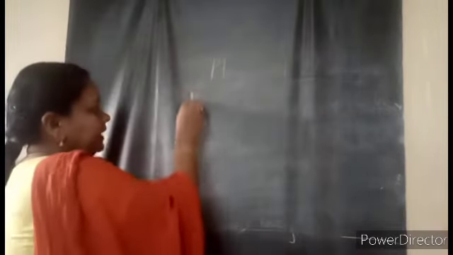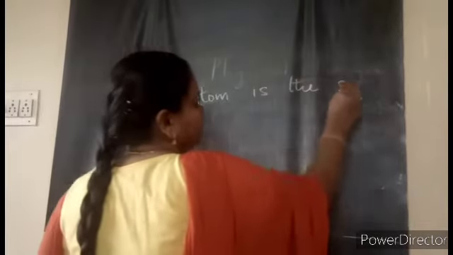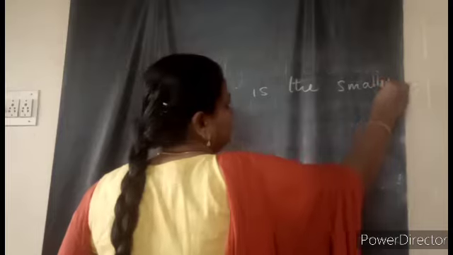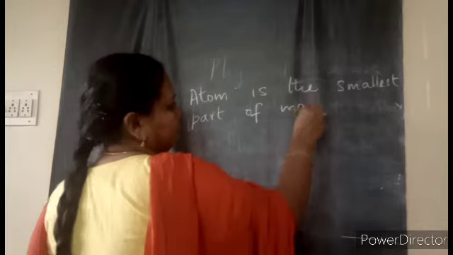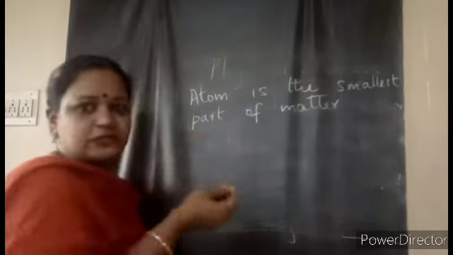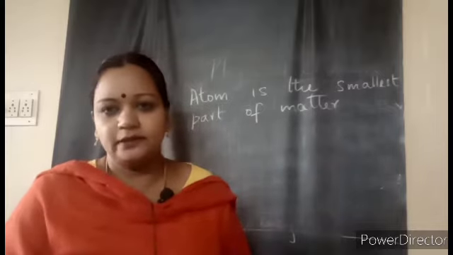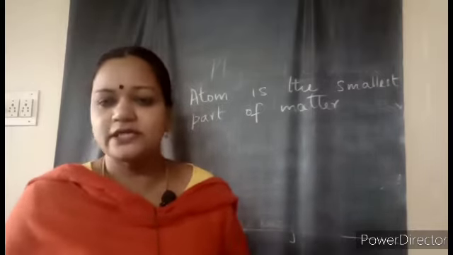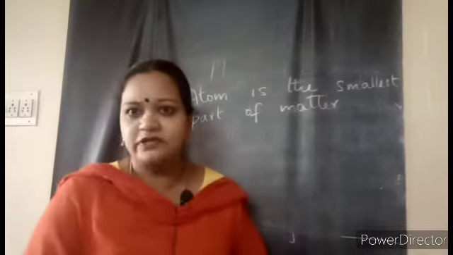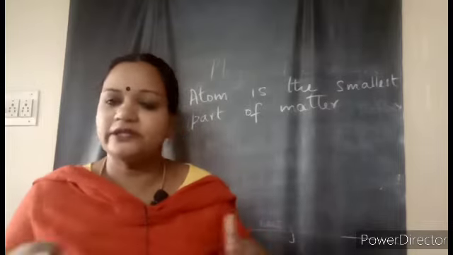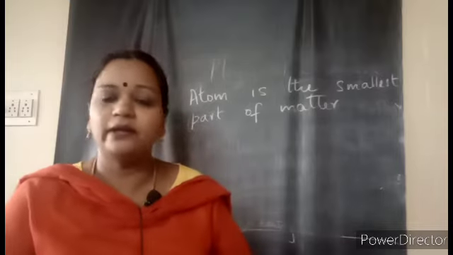So you all know that the atom is the smallest part of matter. Anything, this chalk piece, is a matter. Just now we discussed, water is a matter, sugar is a matter, chalk is a matter, ice is a matter. So all these exist in different states, but everything is made up of atoms. Atom cannot be further divided. An atom has three subatomic particles, but further we cannot divide the atom.